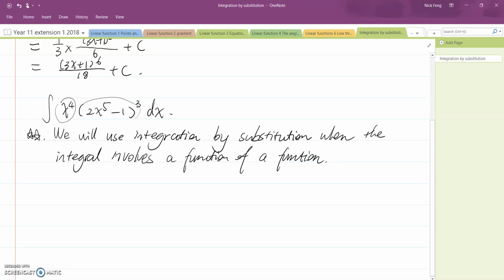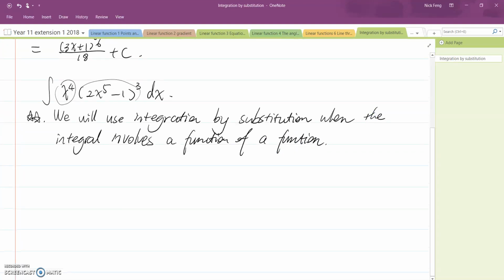In this particular case, the function is 2x to the power 5 minus 1. And we place this function inside another power function of 3. That's what makes a function of a function. And to be quite honest, this x to the power 4 is actually some part of your component. I'll talk about that in a minute. So in this case, we will use integration by substitution to deal with such a function.